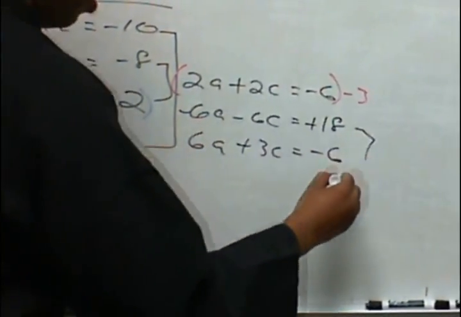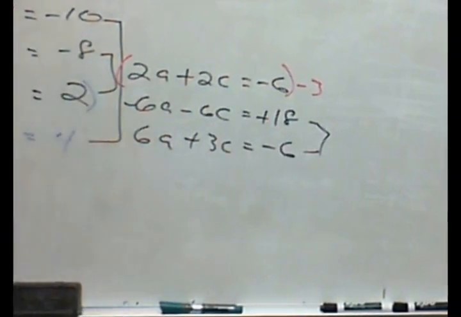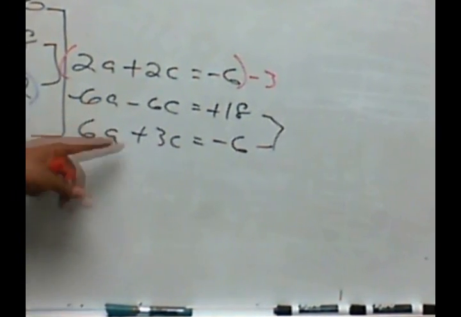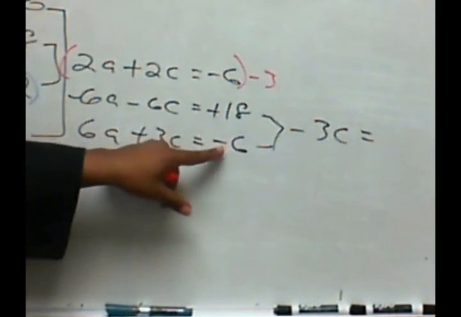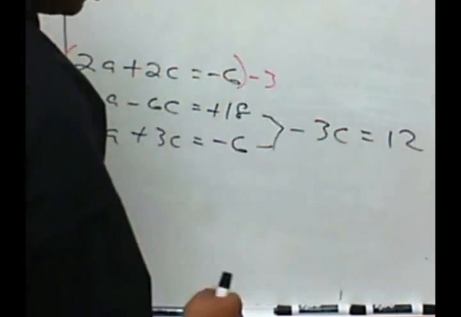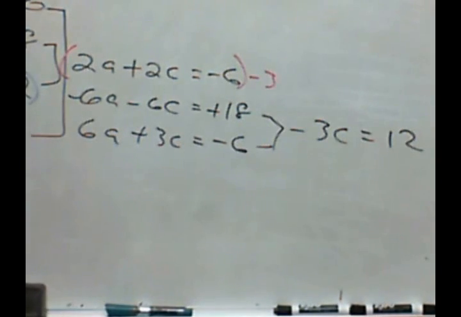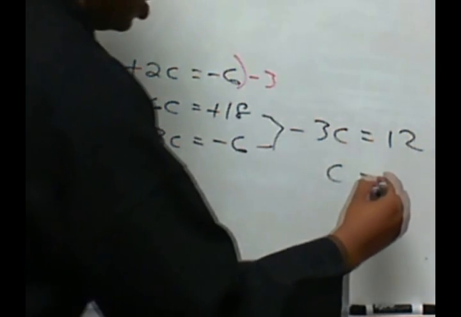These two will combine. The a's will cancel, and I'll get a -3c, and here I'll get a positive 12. -3c equals positive 12 implies c is -4.